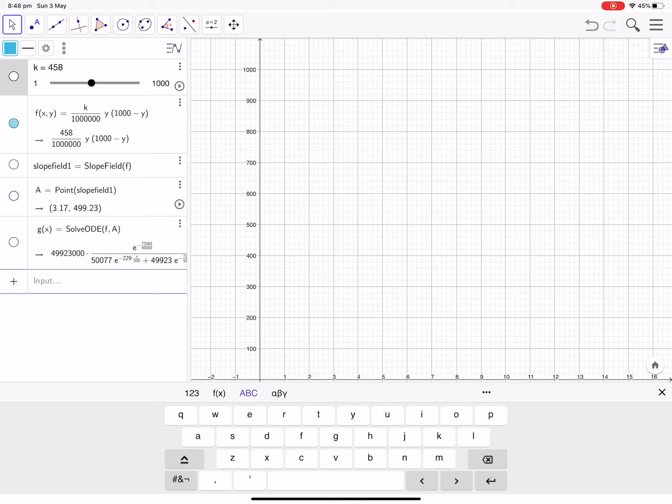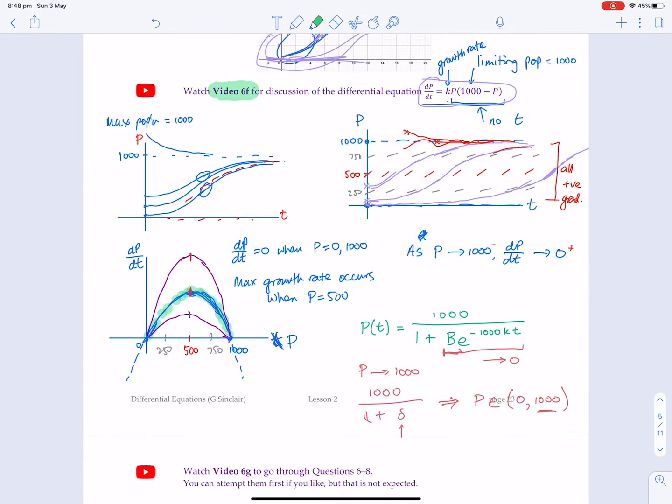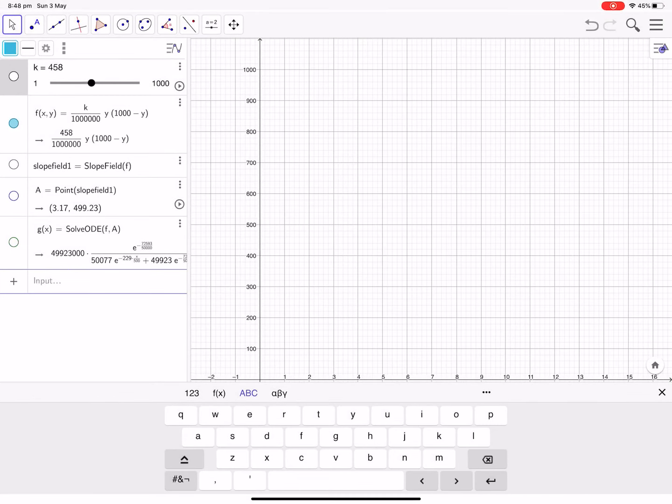So the differential equation, f(x,y), meaning that it's a function depending on both x and y, although it actually only depends on y. So we've got k over 1,000,000 times y times (1,000 minus y), which is just the same as k, what have we got over here? k P (1,000 minus P). All right, t is the independent variable. So, sorry about this. Yeah, y has the place of P, x has the place of t, which is not appearing here.